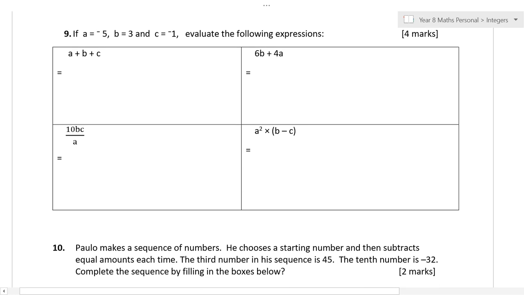Okay, Alouette's going to go through the top one here, A plus B plus C and 6B plus 4A. So A equals -5 plus B, which is 3, plus C, which is -1. So you start from the left and go right. So you have to go -5 plus 3, which is -2. -2 plus -1 is -3.